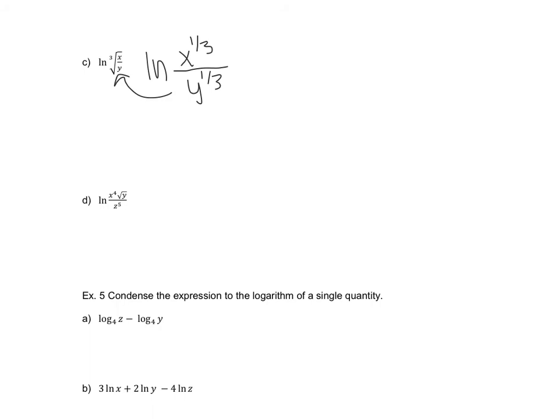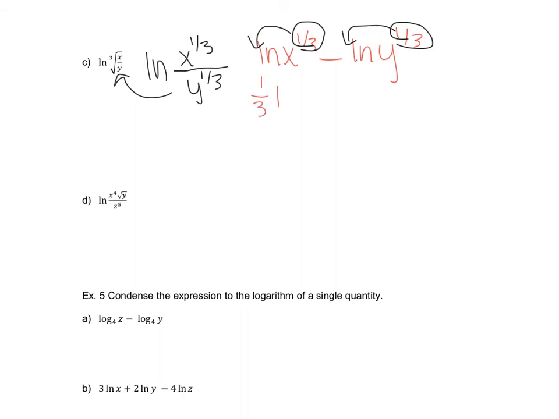Because it's division, we're going to use the quotient rule, which means we're going to separate them with a minus sign. So I'm going to write it as ln x to the 1/3 minus ln of y to the 1/3. And then the last step is going to be take your exponents and drop them down in front and write them multiplied to the log. So 1/3 ln x minus 1/3 ln y. And that's going to be how you write your final answer.